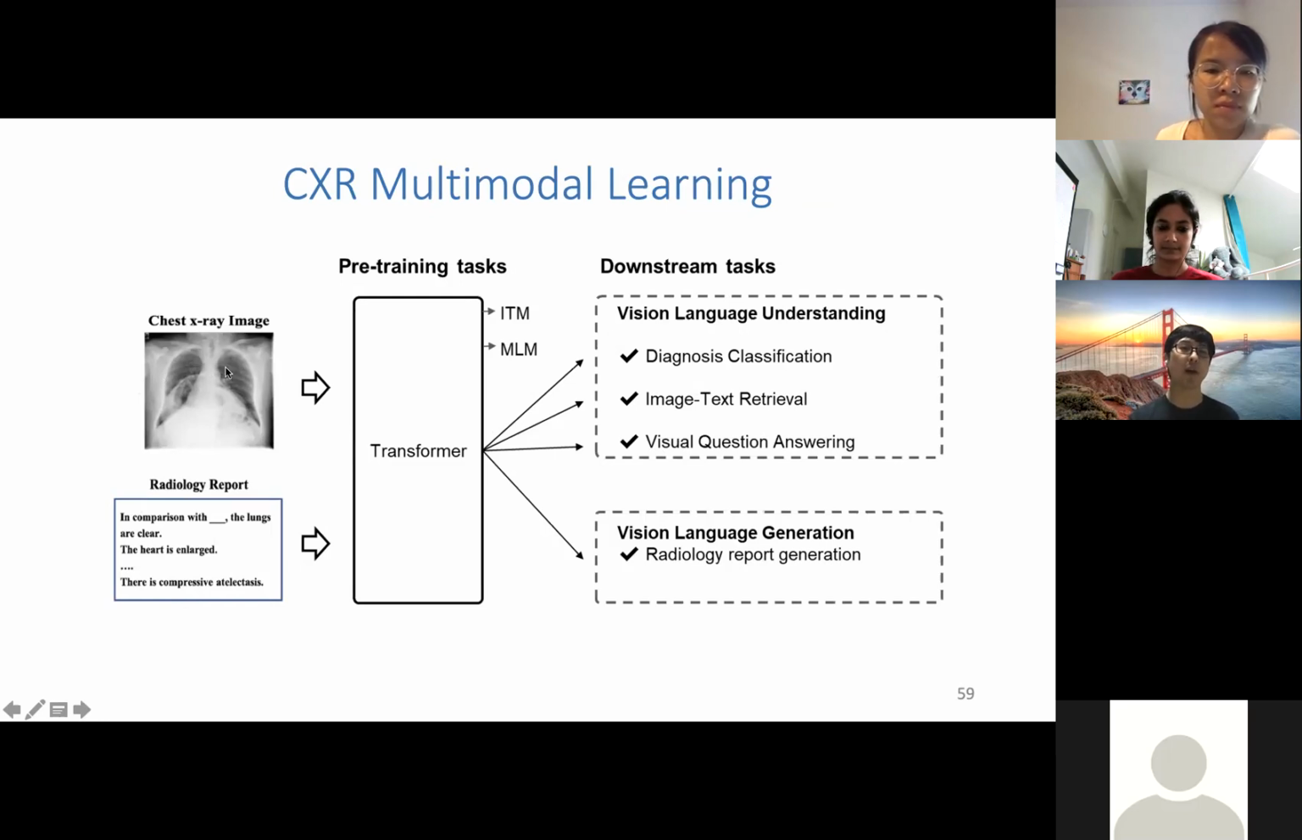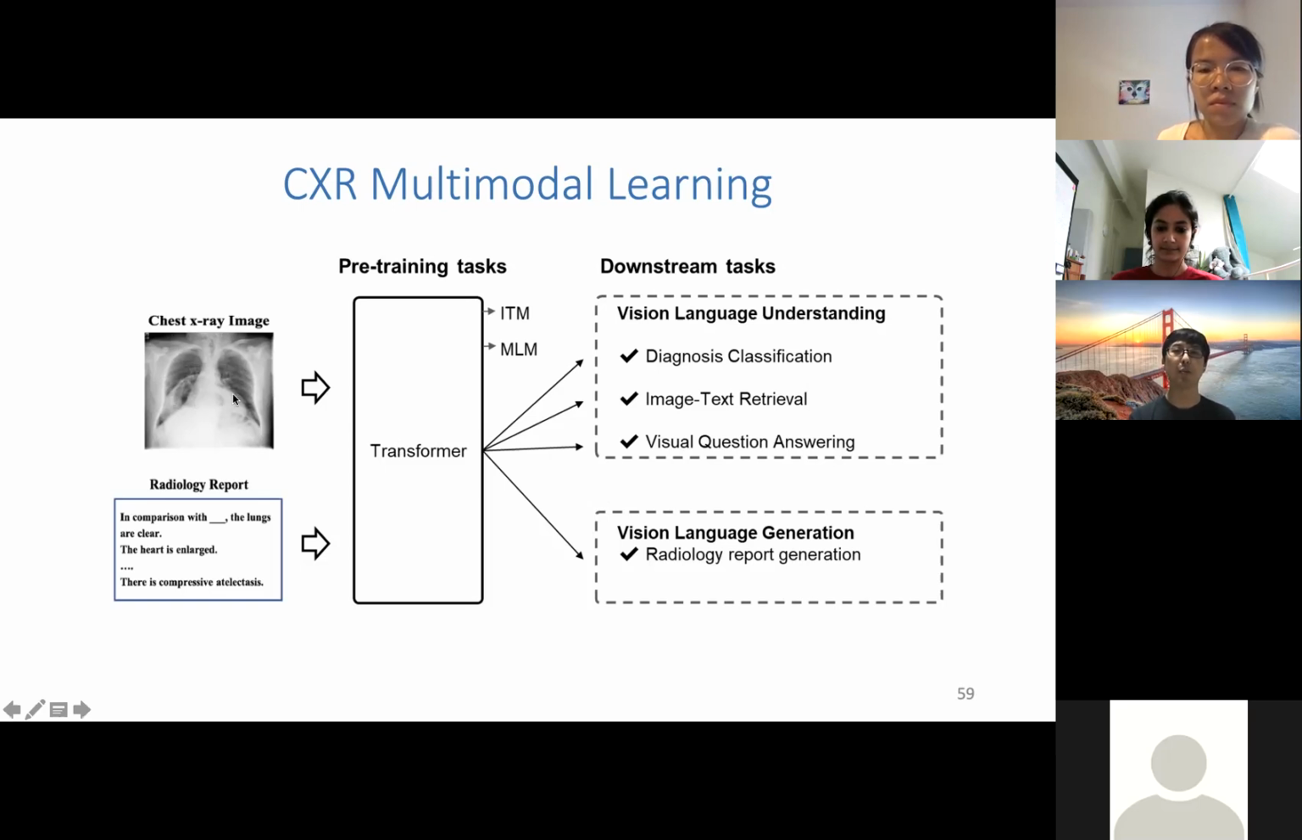For example, the doctor could ask what kind of problem is there in this picture, and the machine can answer, such as there's a nodule in the lung, or the lung looks opaque, something like that. And you can also do generation, such as given an image, just like image captioning.